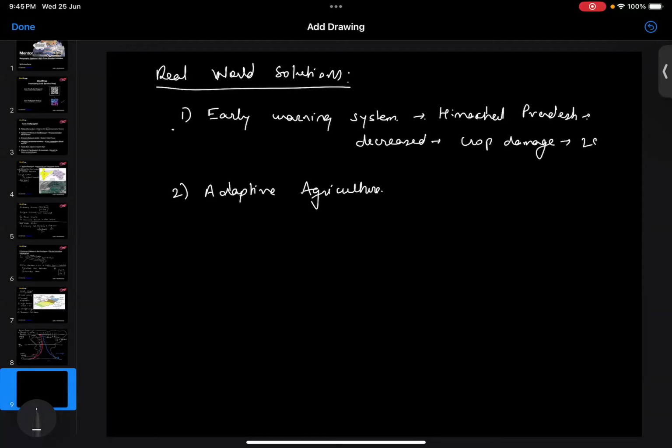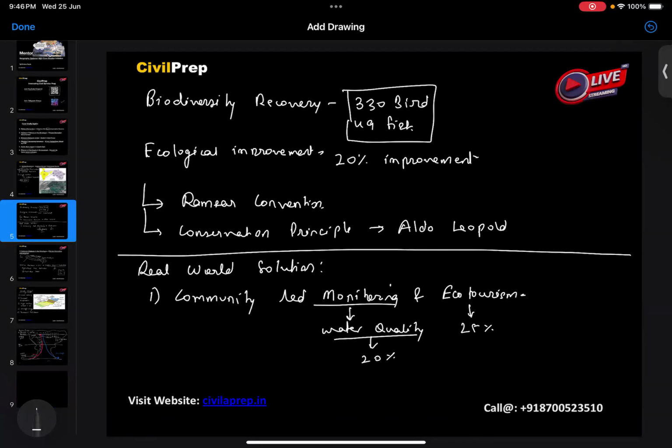by almost 25%. Okay. Here basically there is installation of hail nets and revised crop calendars. Because of this, they are able to decrease the impact of hails on agricultural crops in the region. So this was the case study of hailstorms in the region of the Himalayas.